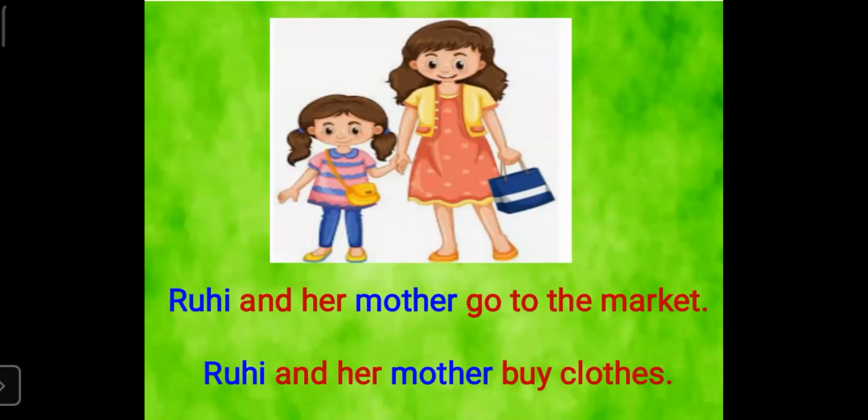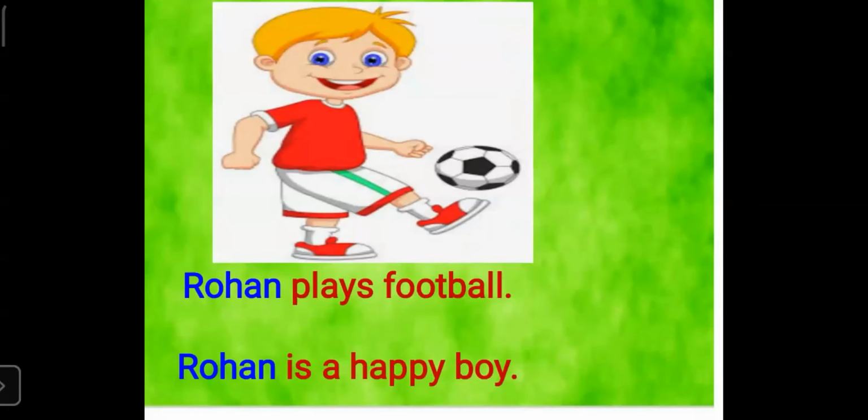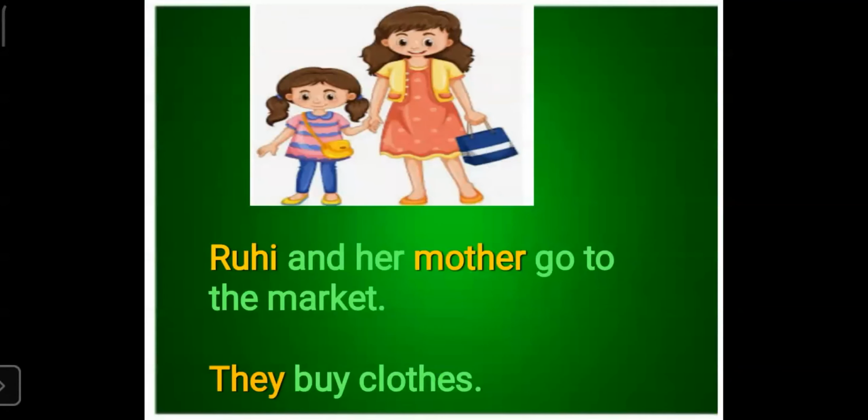Now, let us see how we can use a subject pronoun. The first sentence will remain as it is because we don't know the name of the person. Ruhi and her mother go to the market. Here Ruhi and her mother are the subject. So instead of Ruhi and her mother, we can write they. Why can we write they? Because it is more than one person.